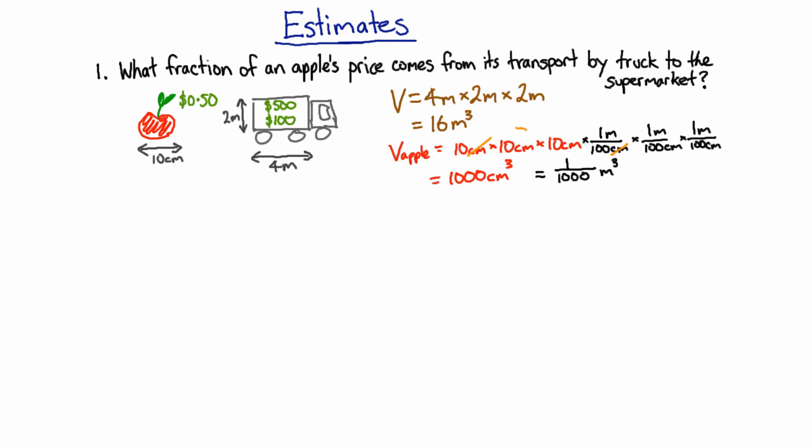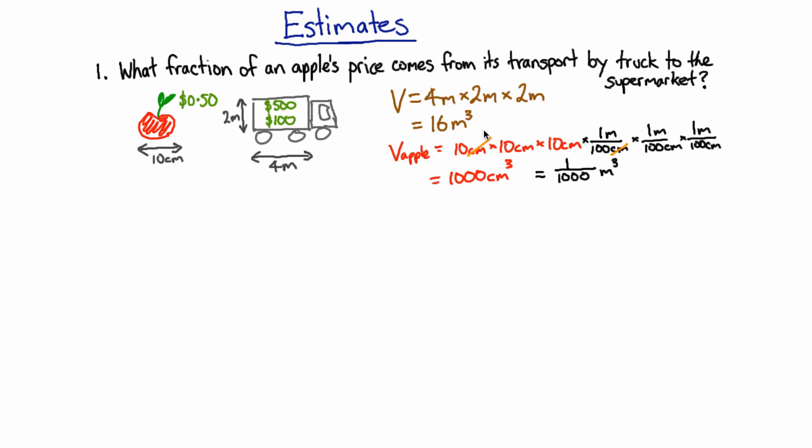So once again, we've made the step of making a very simple version of the formula for the volume of an apple. I just said it's about 10 centimeters, and so I assumed it was a 10 centimeter cube. And of course, you might decide that an apple is more like a 10 centimeter sphere, but again, that's only going to change the numbers by a little bit. And we are only trying to see whether the price from the transport of an apple is significant or not.